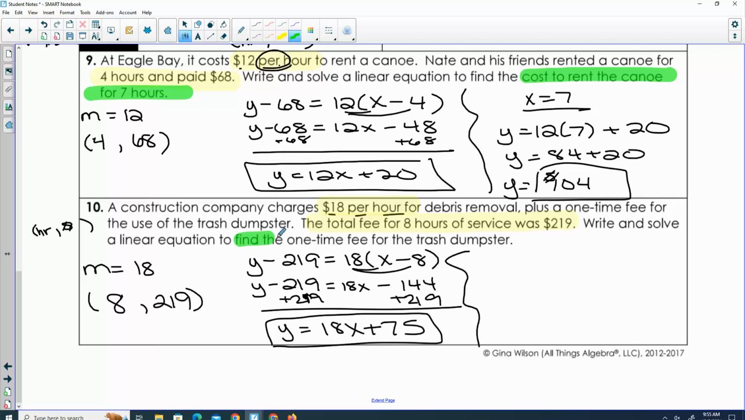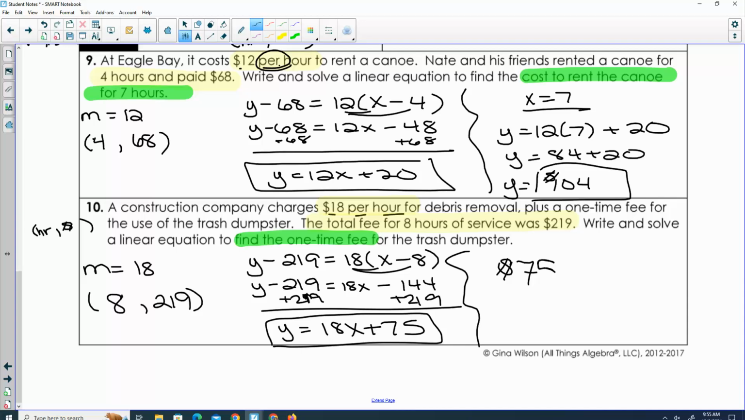Find the one-time fee for the trash dumpster. So, in this, we paid the dollars per hour, that was the slope, that was my 18, and we had a fee that we paid a single time. Can you look at this equation and tell me what the one-time fee was? $75. It's our beginning amount. So it's just the y-intercept.